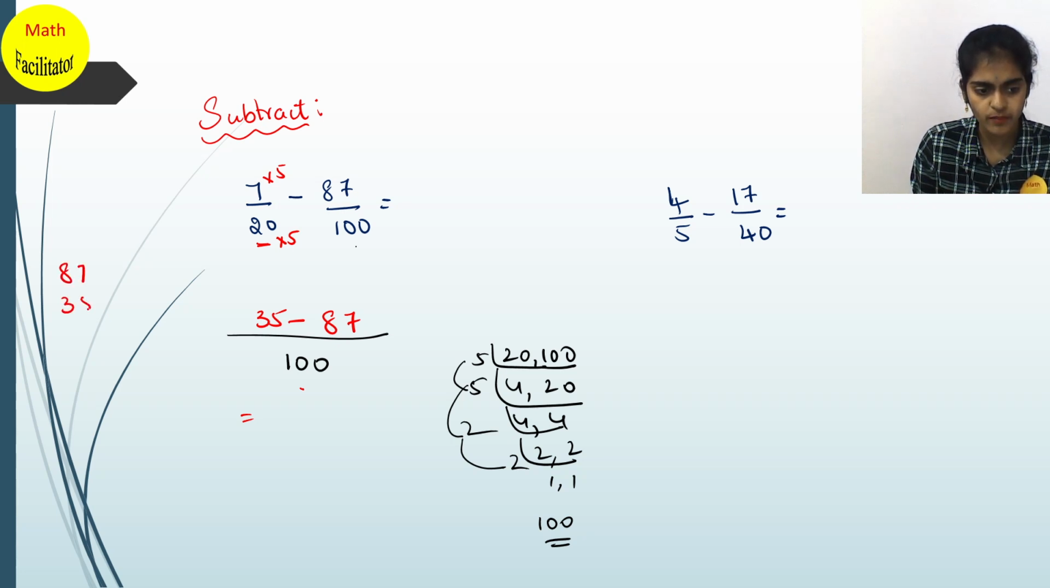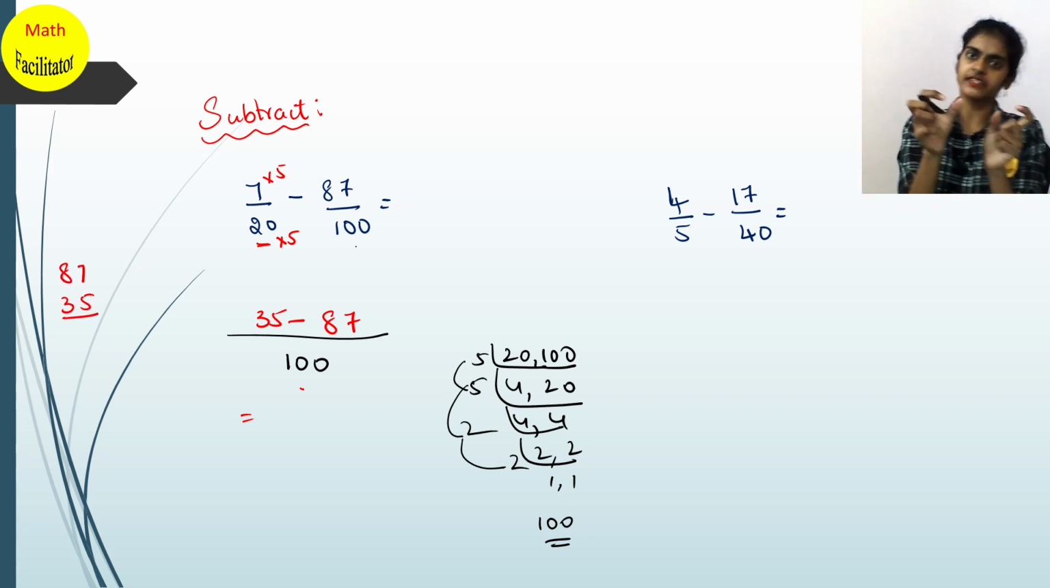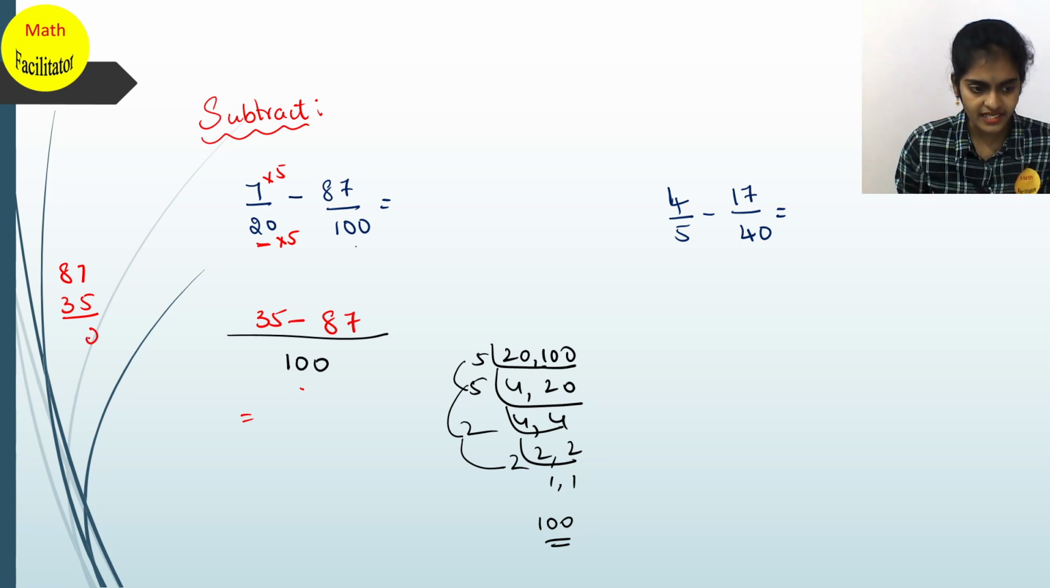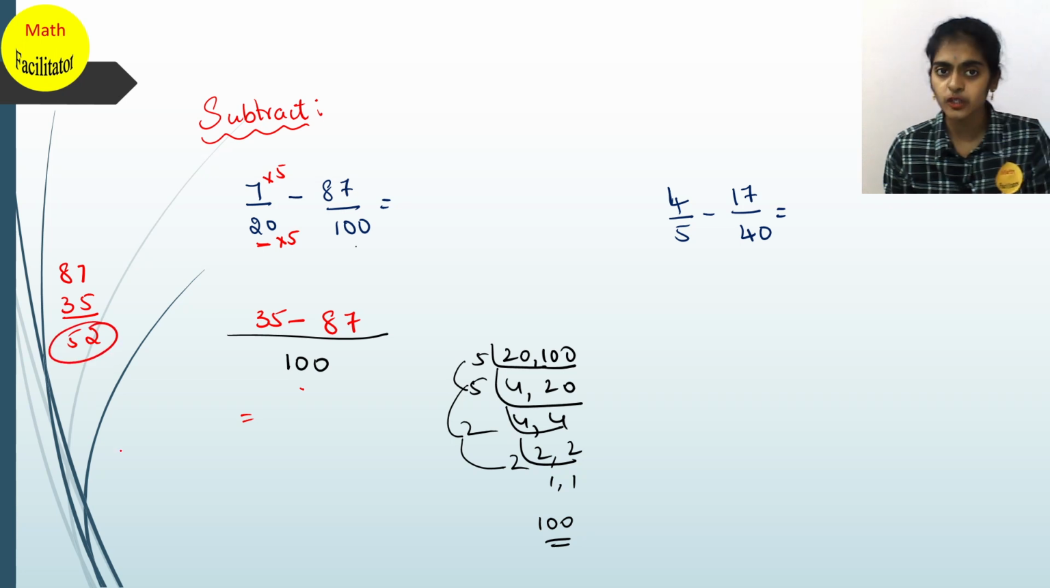So what do we do? One positive integer, one negative integer. When you have this, you will subtract. Subtract 87 minus 35. You are getting 52. Now, what is the sign of this answer 52?